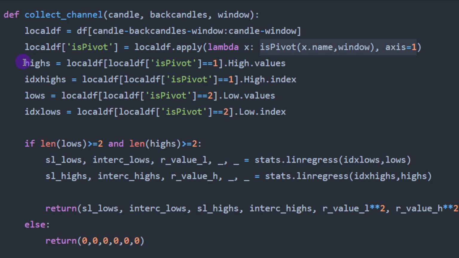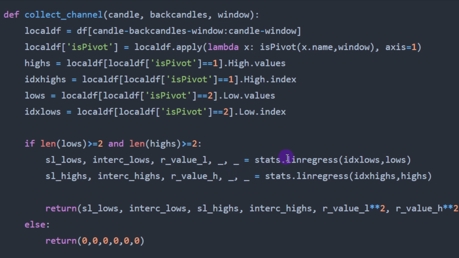Then we isolate the high values and the indexes of high values, the low values of the pivots, and the indexes of the low pivots. And in case we have more than 2 low pivot points and at the same time more than 2 high pivot points, we are going to fit a channel. So we need at least 2 points, 2 high points and 2 low points to define a channel. You might want to change these to 3x3 or 4x4, depending on how selective you want to be and the time frame you are trading.